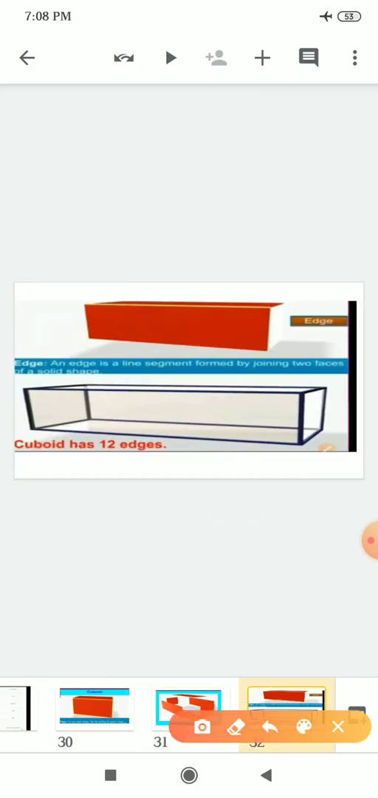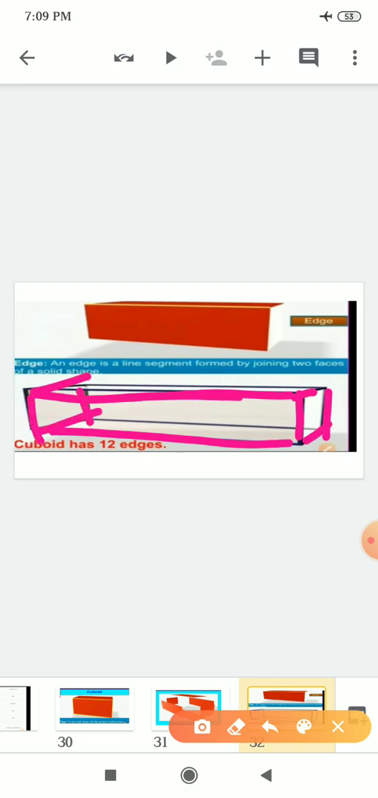A cuboid has 12 edges. How many edges does it have? It has 12 edges. A cuboid has an edge, which is a line segment formed by joining two faces of a solid shape. So edges means this line: 1, 2, 3, 4, 5, 6, 7, 8, 9, 10, then 11, and then 12. These are the 12 edges we have.